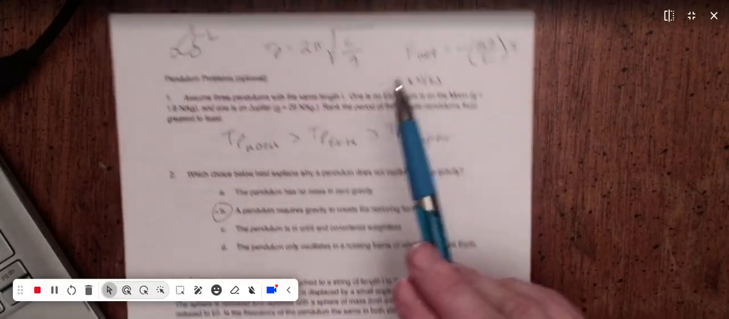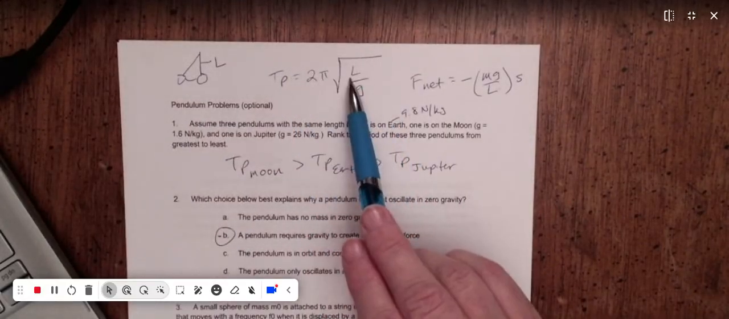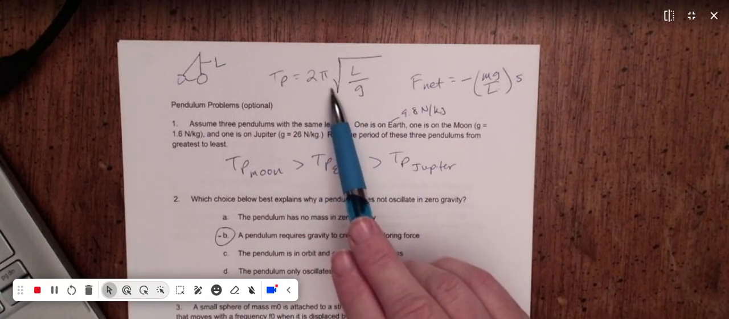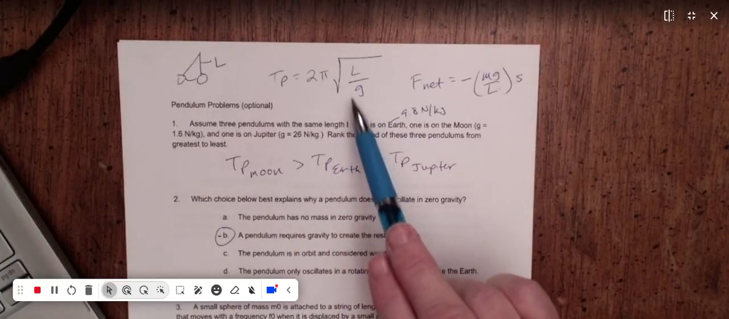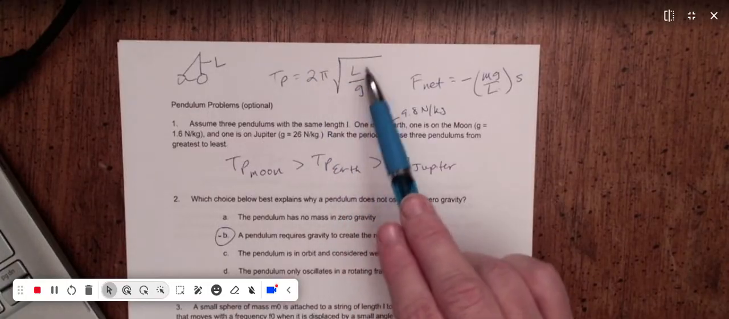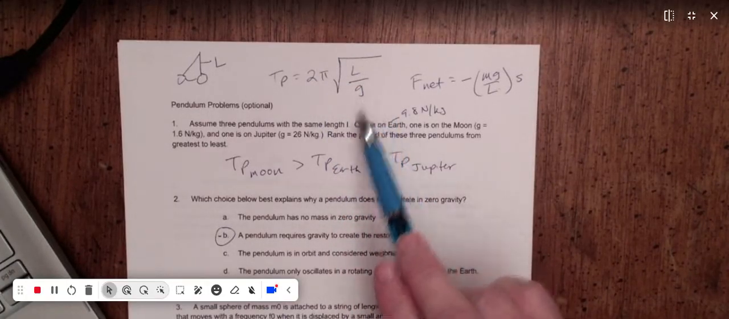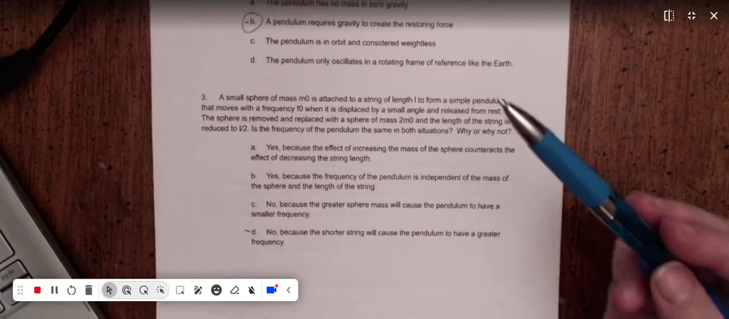We need to look back at this equation again. So this is period, and remember, period and frequency are inverse, so this is going to determine frequency as well. Okay, what's included in this equation? Length and acceleration due to gravity. No mass.